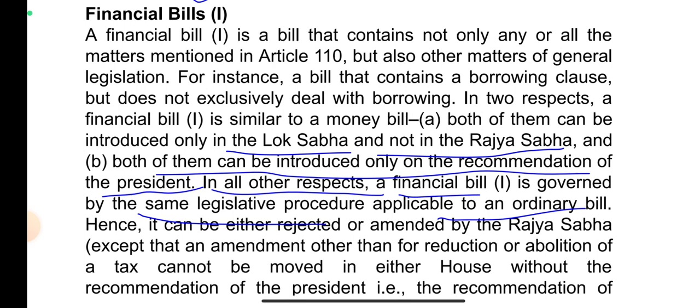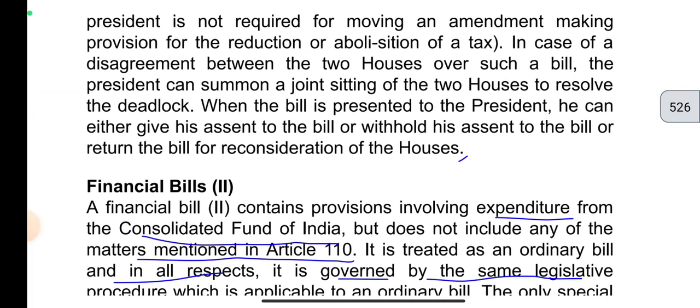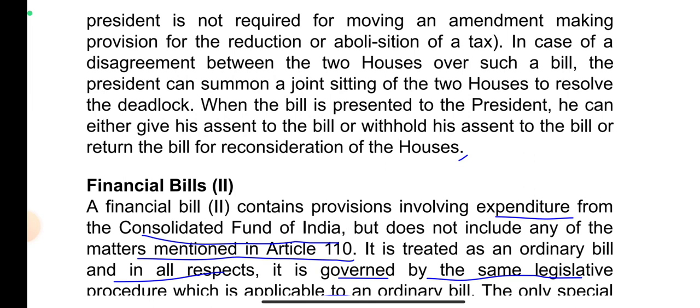In all other respects, a financial bill is governed by the same legislative procedure applicable to an ordinary bill. Hence, it can be either rejected or amended by the Rajya Sabha, except that an amendment other than for reduction or abolition of a tax cannot be moved in either house without the recommendation of the president. That is, the recommendation of the president is not required for moving an amendment making provision for the reduction or abolition of a tax. In case of disagreement between the two houses over such a bill, the president can summon a joint sitting of the two houses to resolve the deadlock.